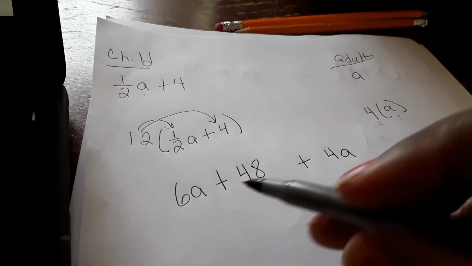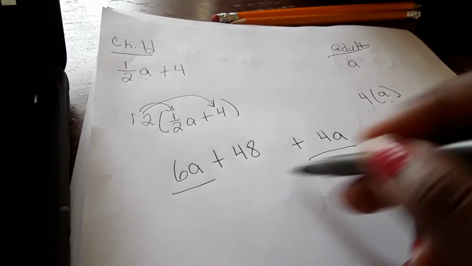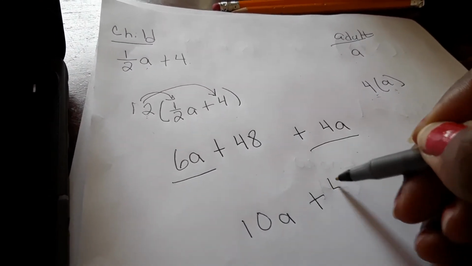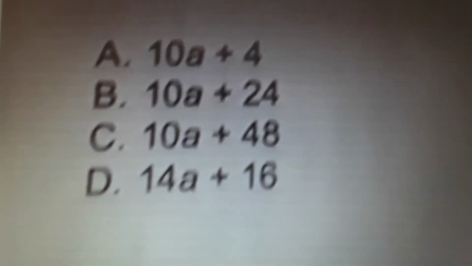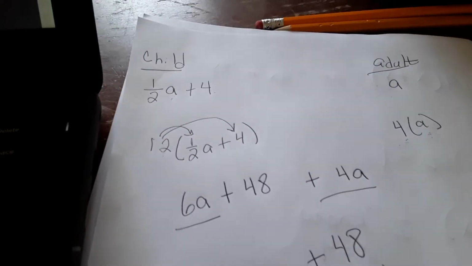Plus my adults, which is 4A. So then, I hope you saw that you had like terms. 4A and 6A together give me 10A. And then, of course, plus the 48 that I brought down because there was nothing to combine it with. So I get 10A plus 48 as my answer. And sure enough, 10A plus 48 was an answer choice.